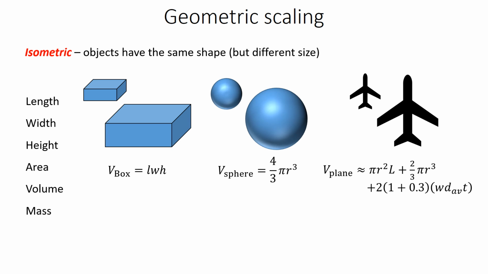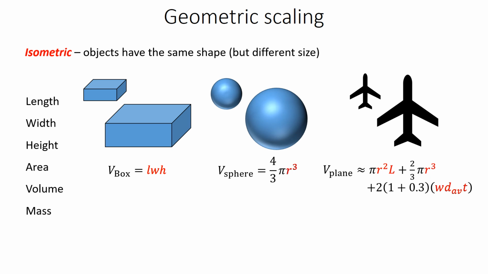This is because any volume will always be expressed as the product of 3 lengths, radius cubed for the sphere, or length width height for a box. So when comparing two isometric shapes, we say that the volume is proportional to some representative length to the third power. Let's take a quick look at area.